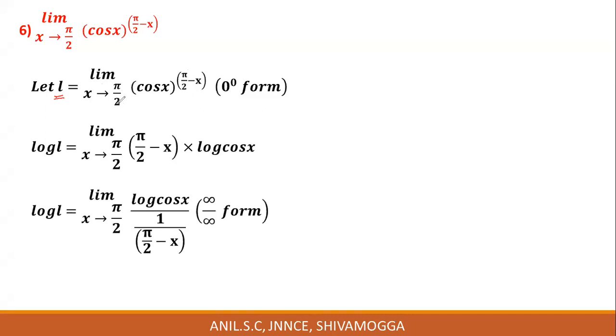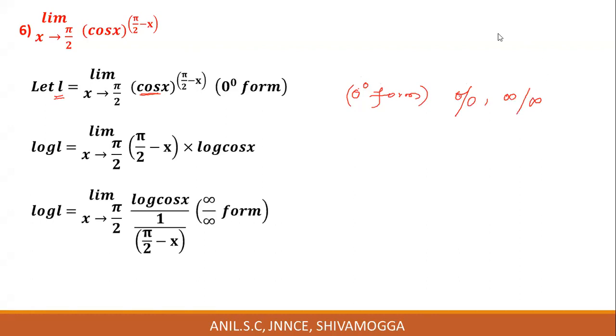As x tends to pi by 2, the base will be cos pi by 2. What is cos pi by 2? It is 0. The whole power, the index, will be pi by 2 minus pi by 2, which is 0. Clearly, this takes 0 to the power 0 form. We cannot use L'Hospital's rule, because L'Hospital's rule is applicable only when the indeterminate form is 0 by 0 or infinity by infinity.